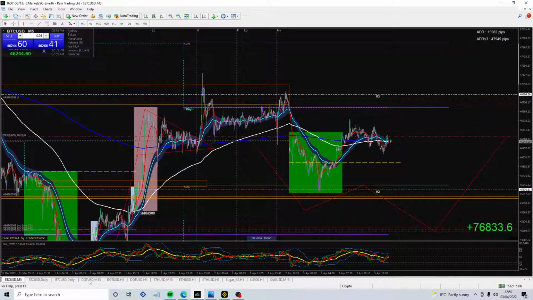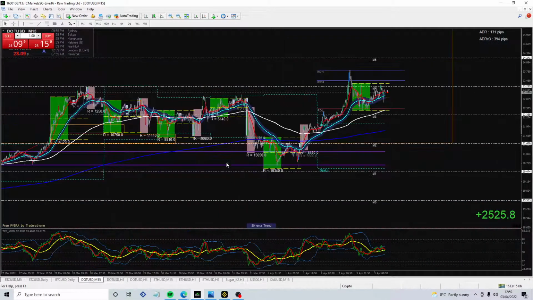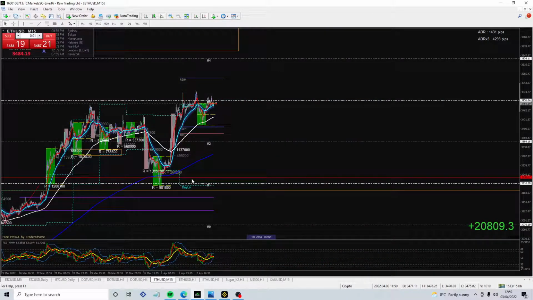ETH. Dot. I think Dot and ETH are the same. Quite frankly, Dot doesn't really have a pattern that I'm watching. It's just doing its own thing. Same with ETH. That just looks like what you'd call a head and shoulders, I guess. But I'm expecting it to do similar stop hunts to Bitcoin, because Bitcoin leads them.